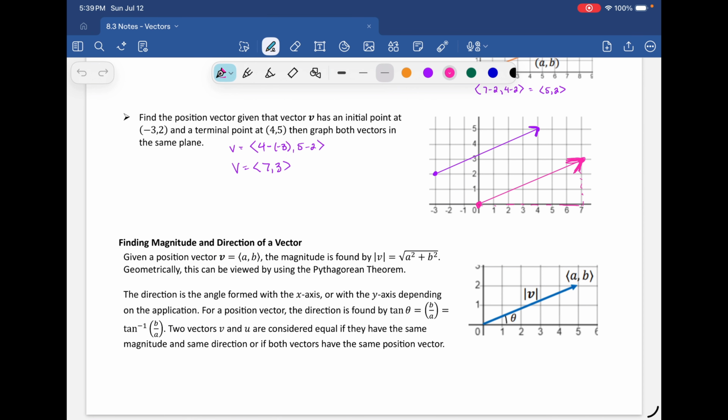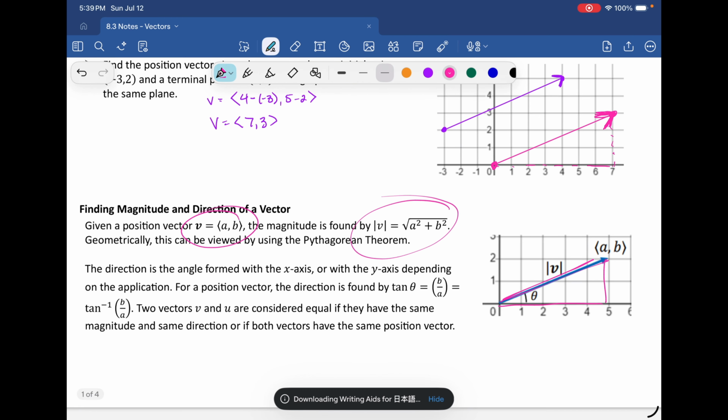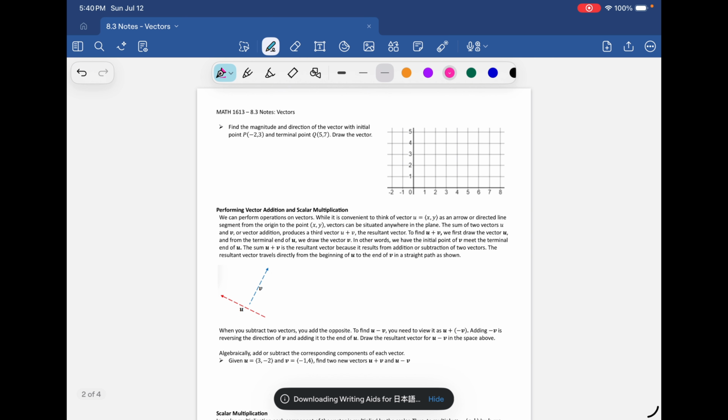Moving on into finding the direction and the magnitude. So if we know the position, then we can find the magnitude by using the Pythagorean theorem. Because we know 2 sides of that right triangle, we can find this length by using the Pythagorean theorem. Then in that same thought process, we can find the direction, the angle, by using inverse tangent, because we know opposite over adjacent. Okay? So we're going to do that.